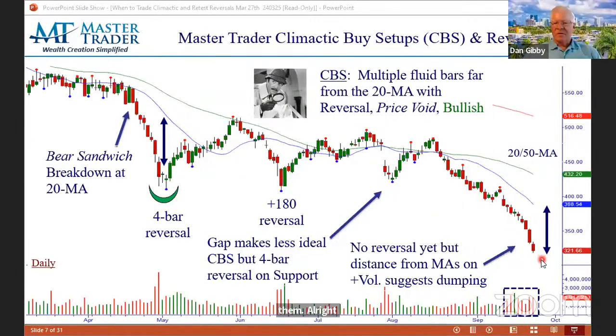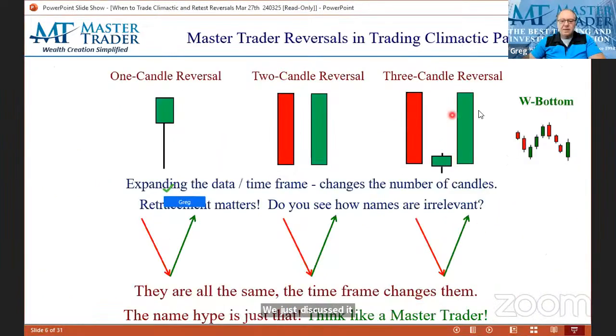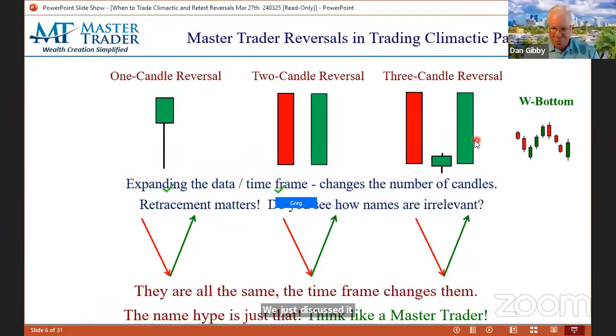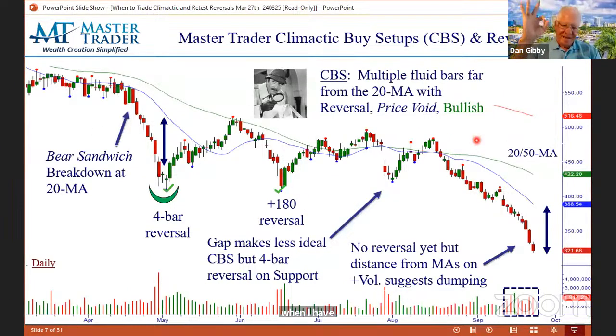Okay. All right. So is this a climactic buy setup? Yes. Many fluid bars, far from the 20, 20 far from the 50, far from major resistance. When do I hit the buy button? We just discussed it. When you get one of these. Here, when I have a confident turn, I have zero turn yet. I don't even have a one bar turn. Volume's a plus, meaning this is getting dumped. So I'm looking for some picture of turn. I'll tell you when I see it.